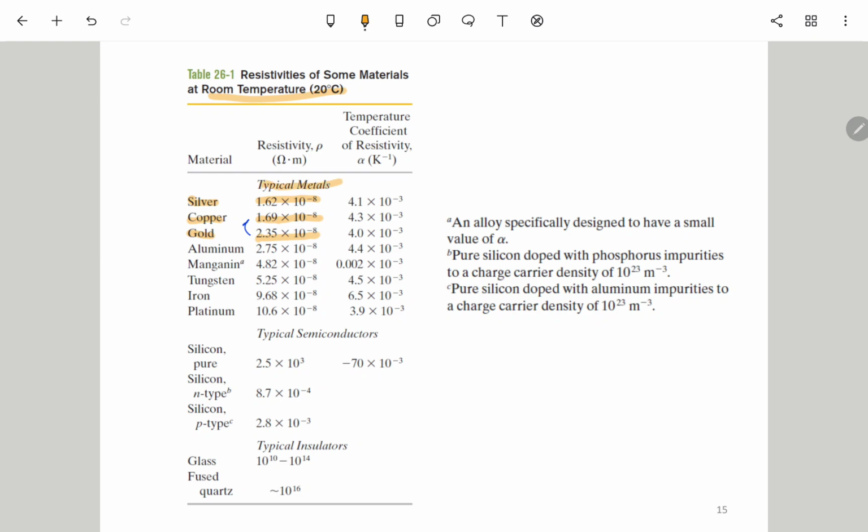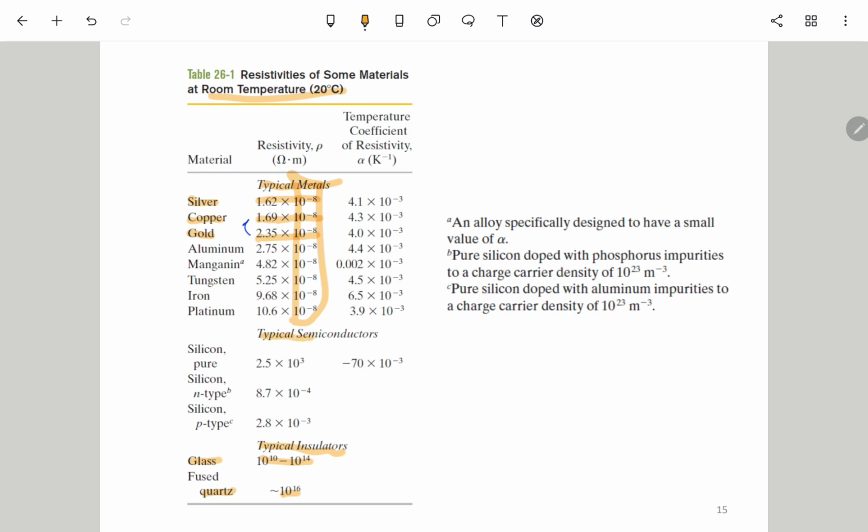Okay, so these are typical metals. And actually we also have typical insulators, which maybe you are more familiar with. For the insulator, let's say glass, it has a much larger resistivity, or maybe quartz, 10 to the 16 power. All of these are 10 to the -8. It is a 24 order difference. So the insulator has a much larger resistivity.